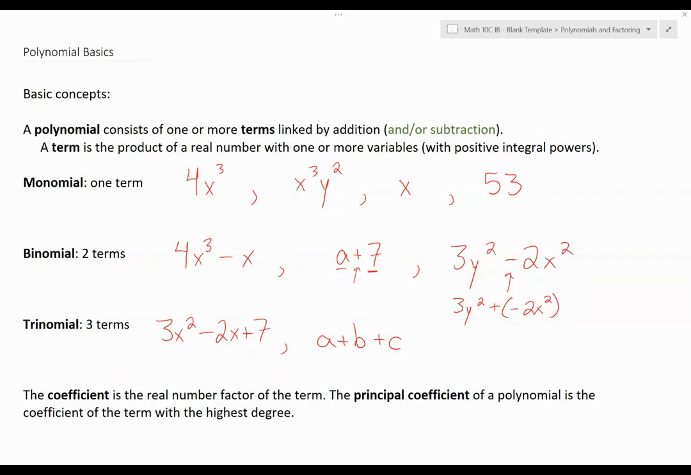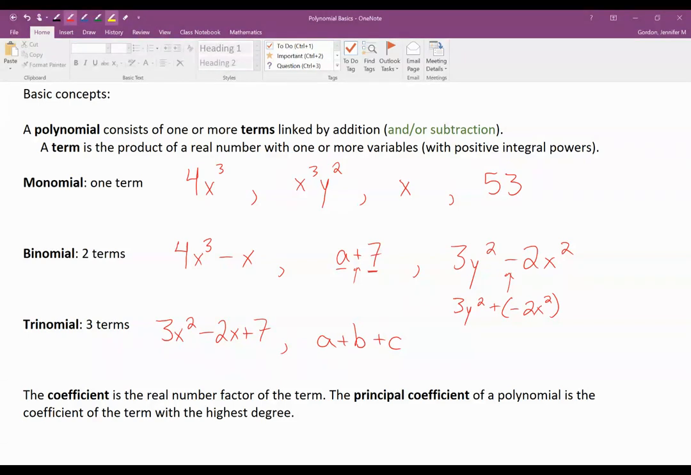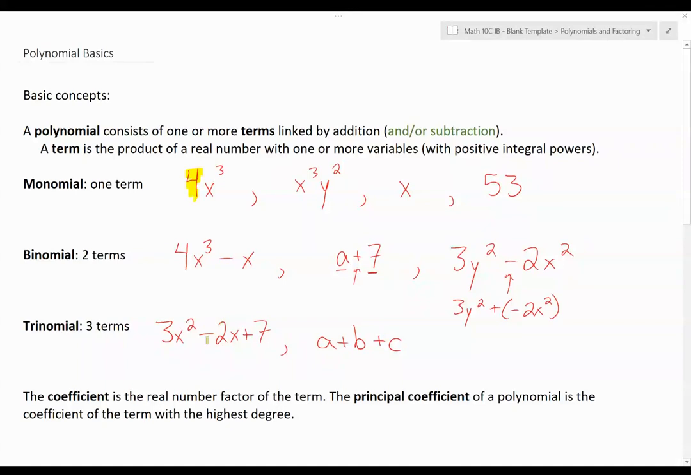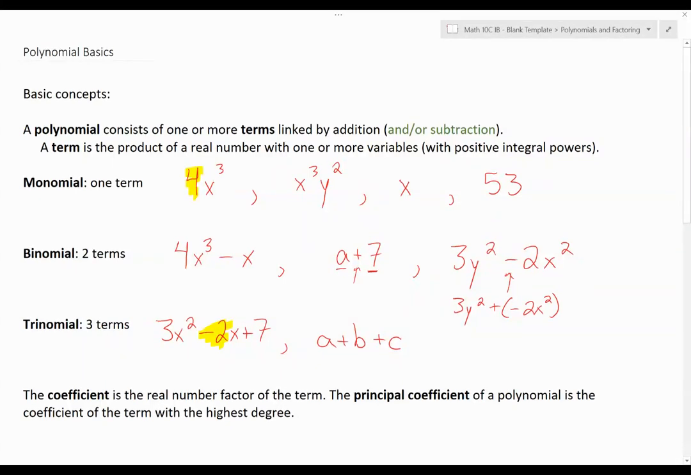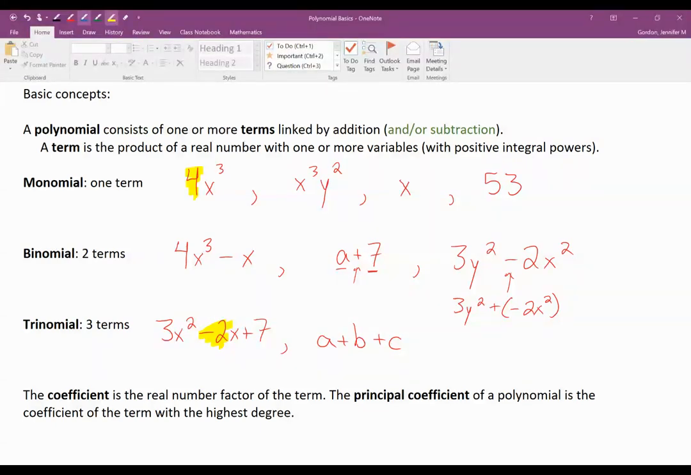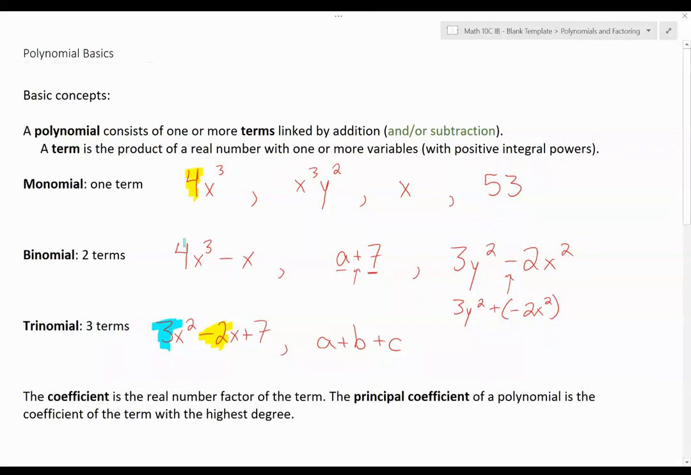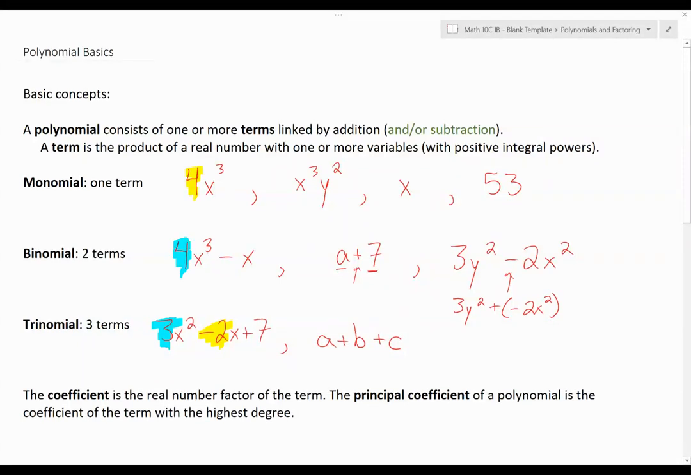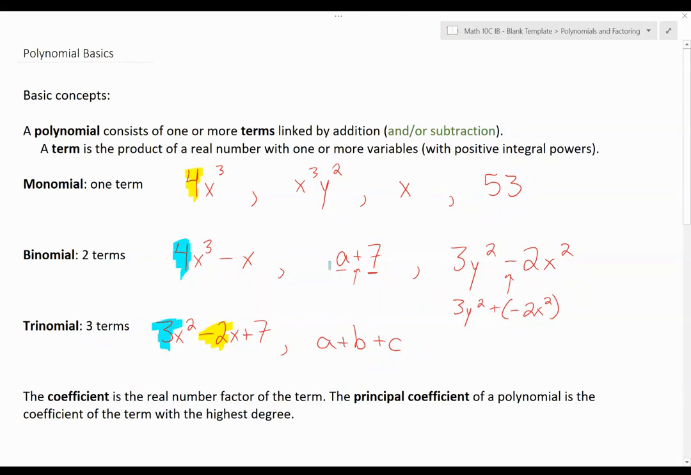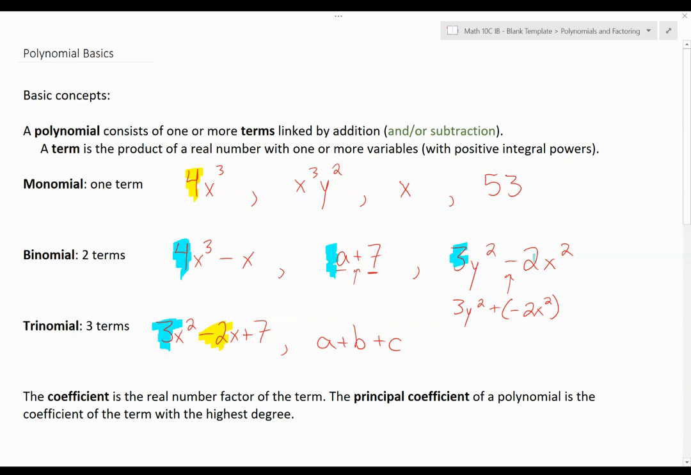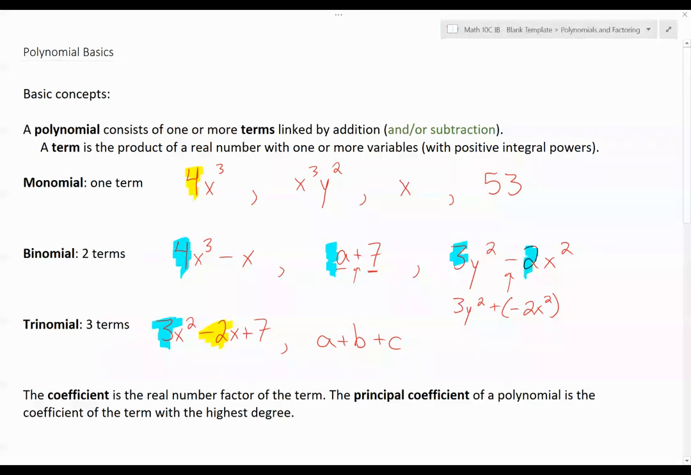The coefficient is the real number factor of the term. So for example, in this first monomial, 4 is the coefficient. Here, I would consider negative 2 to be the coefficient. And the principal coefficient of a polynomial is the coefficient of the term with the highest degree. That's the highest power. So in this trinomial here, 3 would be the principal coefficient. In the binomial here, 4 would be the principal coefficient. In this one, 1 is the principal coefficient. And actually here we don't have a principal coefficient in this last binomial because they both have the same power.